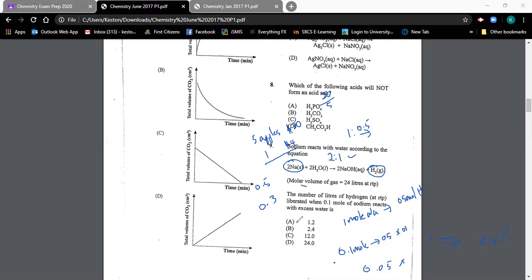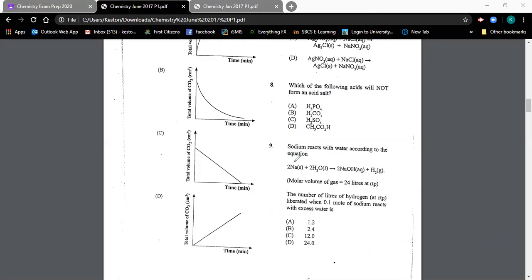1.2 A. Everybody okay with that? We'll go over it again. 2 moles of sodium produces 1 mole of hydrogen. So then 1 mole of sodium would produce 0.5 moles of hydrogen. If I know what 1 mole produces, I could always work out for any other number, right?